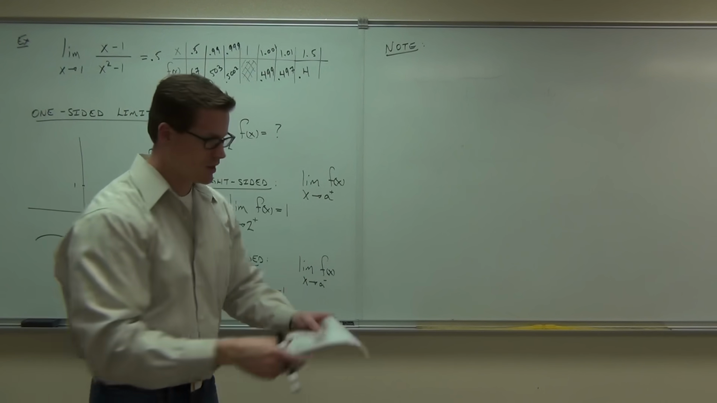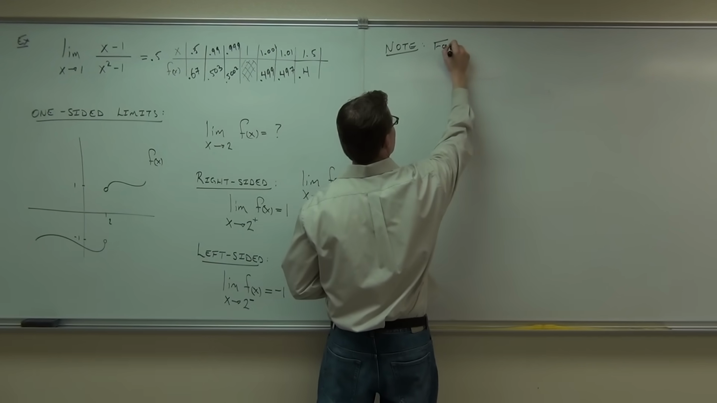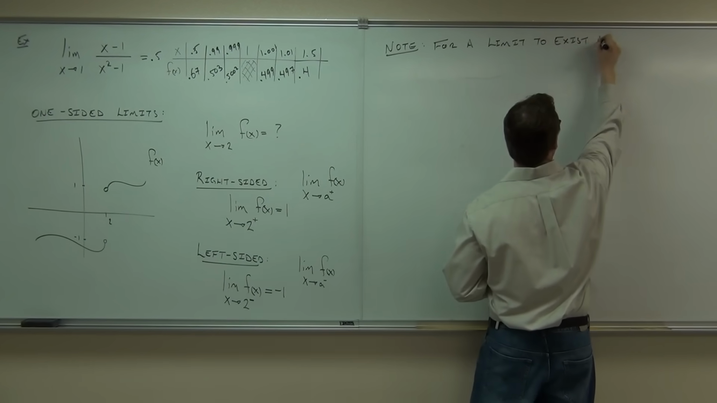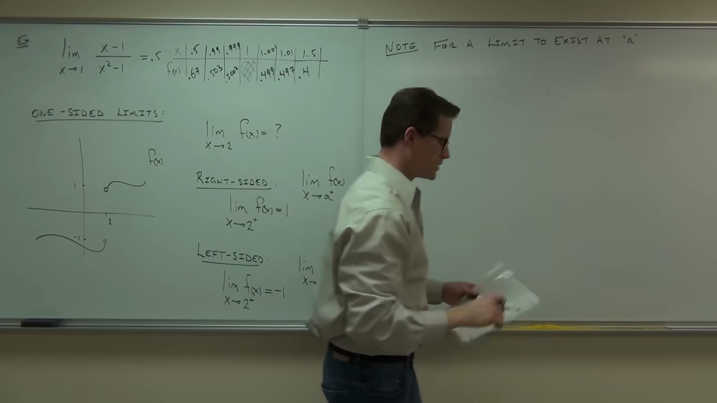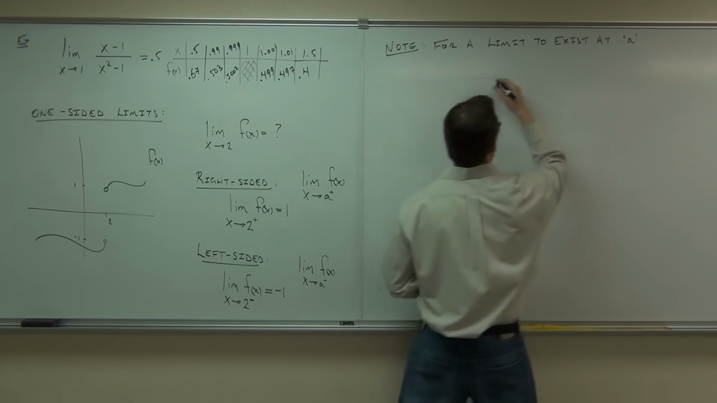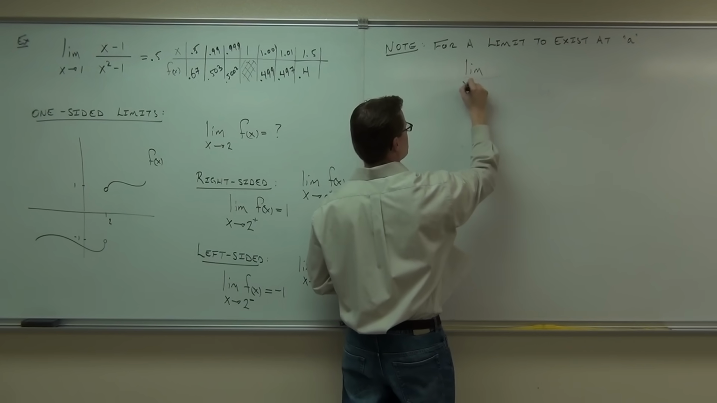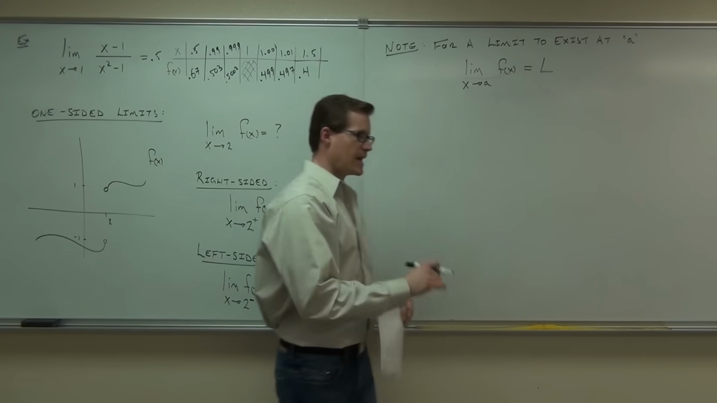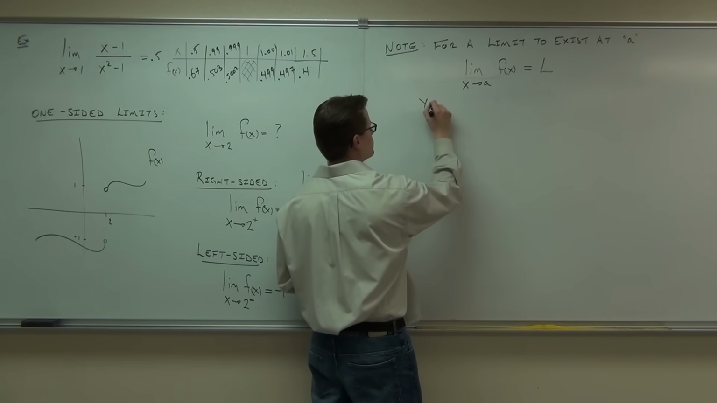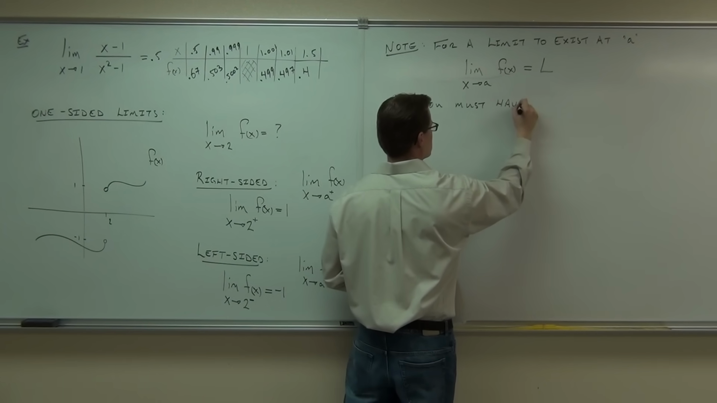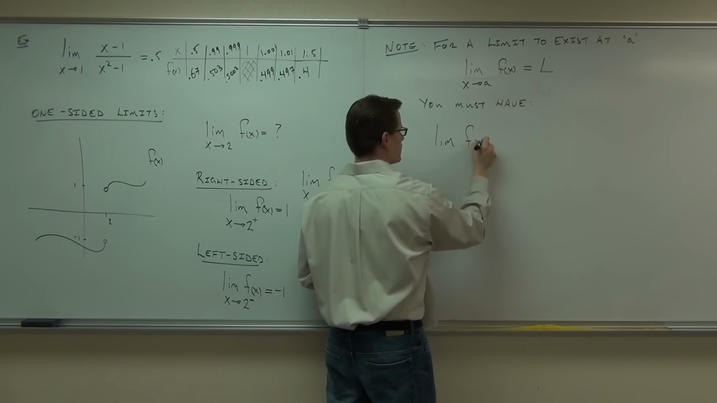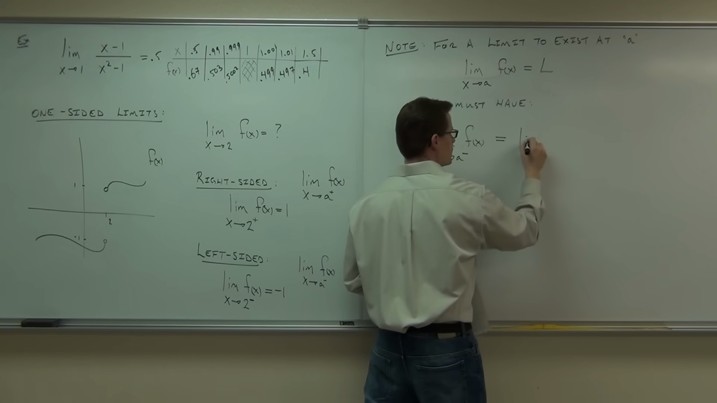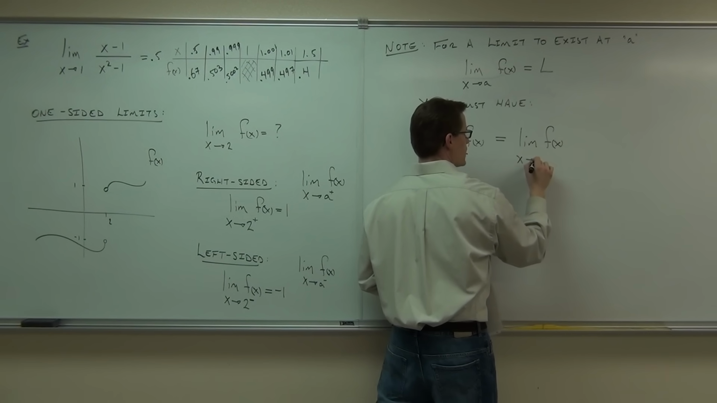So let me write that out for you and I'll explain it. For a limit to exist at a point, we'll call it A, in other words, for you to be able to say the limit as x approaches A is some number, you must have this: the limit of f of x as x approaches A from the left must be equal to the limit of f of x as x approaches A from the right.